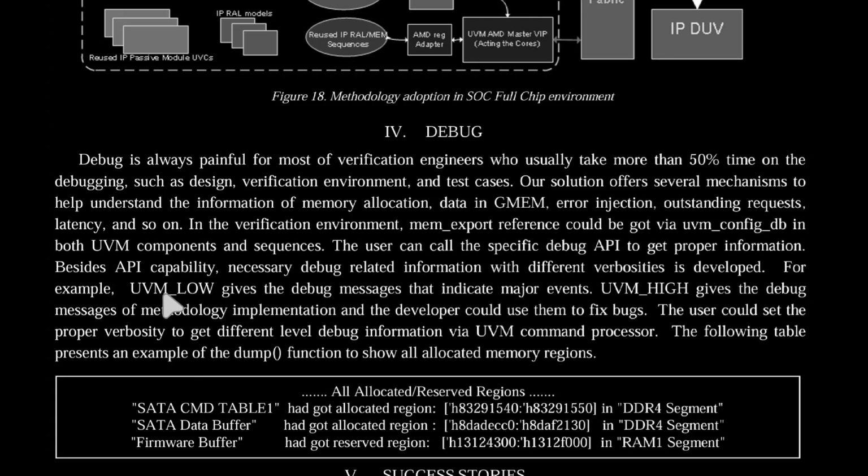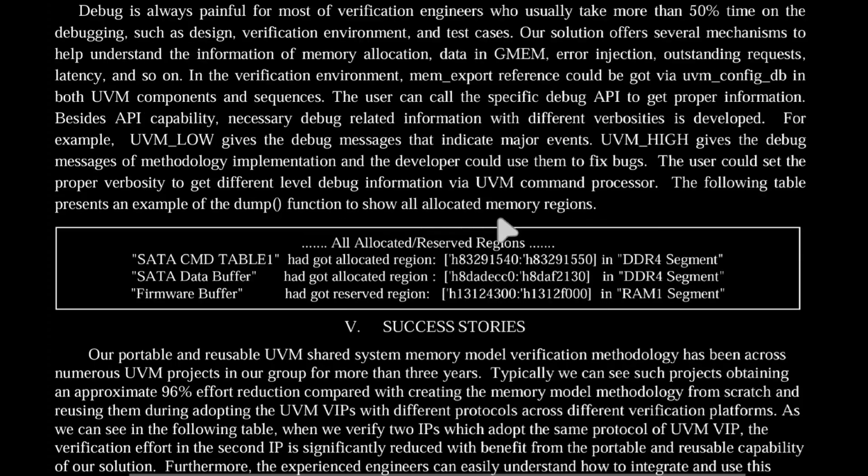For example, UVM_LOW gives debug messages that indicate a major event. UVM_HIGH gives debug messages for methodology implementation, and developers can use them to fix bugs. The user can set the proper verbosity to get different levels of debug information via the UVM command processor. The following table presents an example of a dump function to show all allocated memory regions.